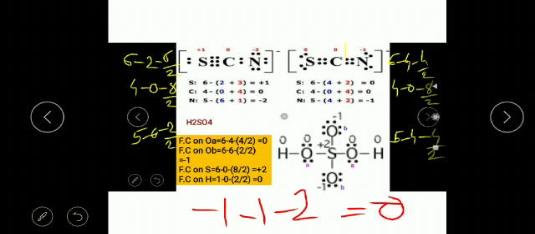Therefore, though it has these charges, in the end H2SO4 is neutral, having no net charge, because the minus 1 charges balance the plus 2 charge. So this makes the H2SO4 stable.